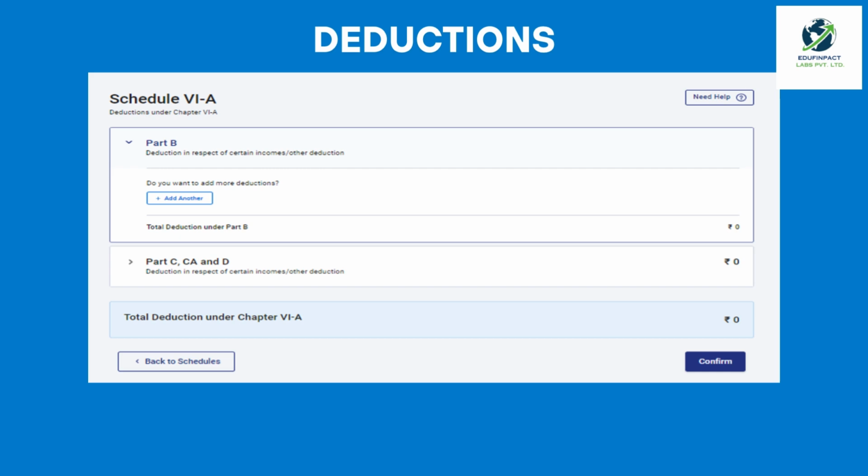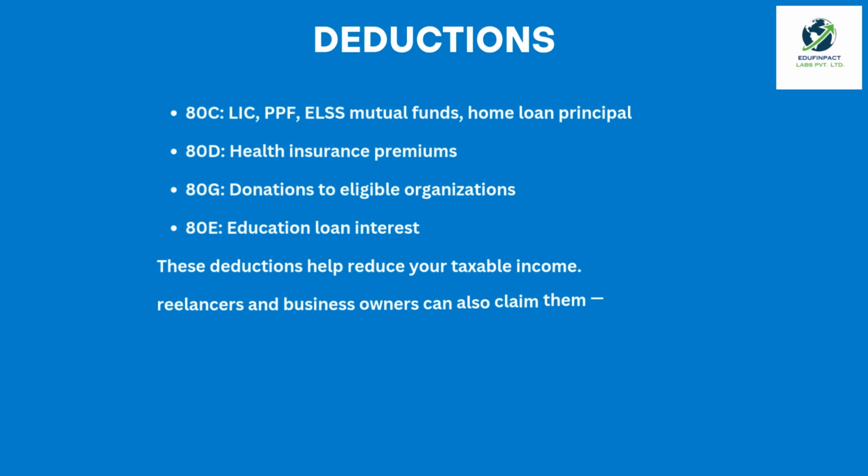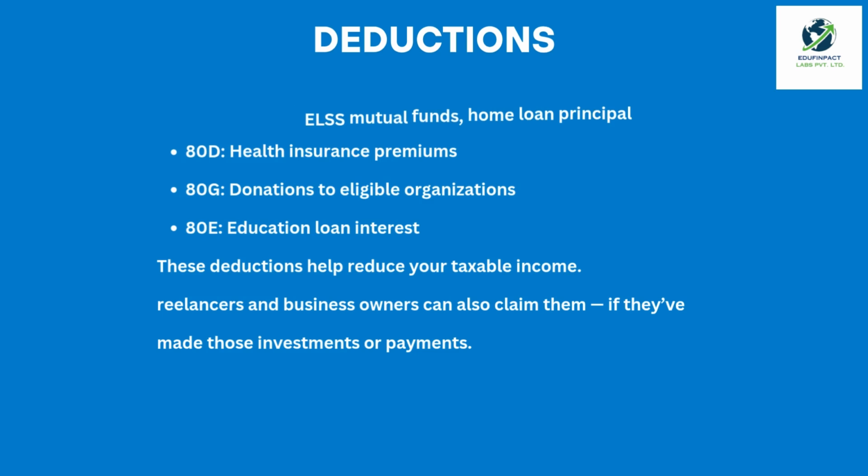Here, step 5, claim deductions. Here, in deductions, your income tax is saved. Now enter your deductions under various sections. 80C, that is LIC, PPF, ELSS mutual funds, home loan principal if you have paid any. 80D, health insurance premium. 80G, donations to eligible organizations. 80E, education loan interest. These deductions help reduce your taxable income. Freelancers and business owners can also claim them if you have made those investments or payments.